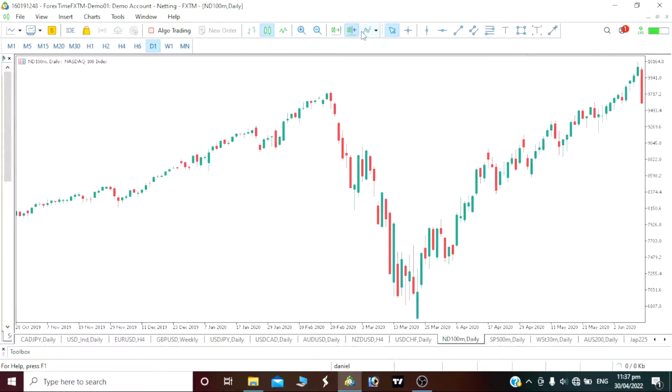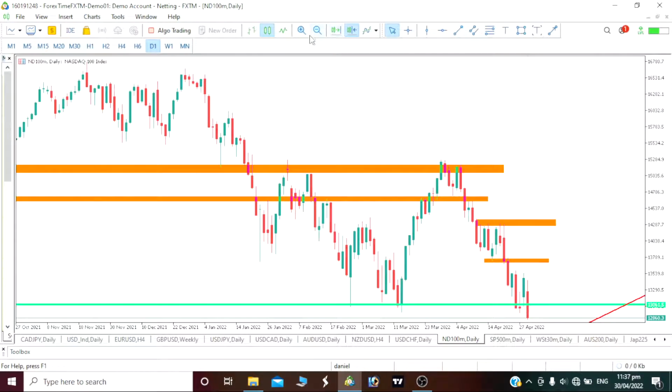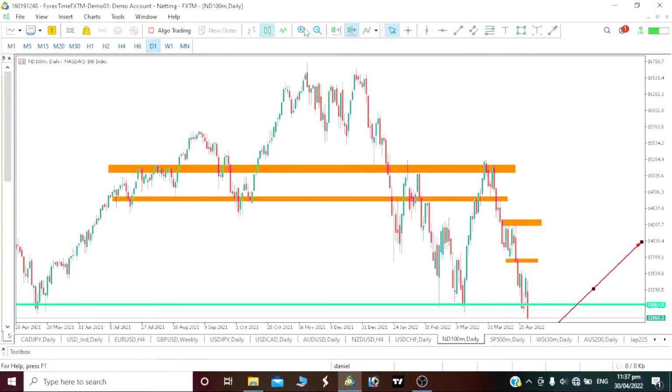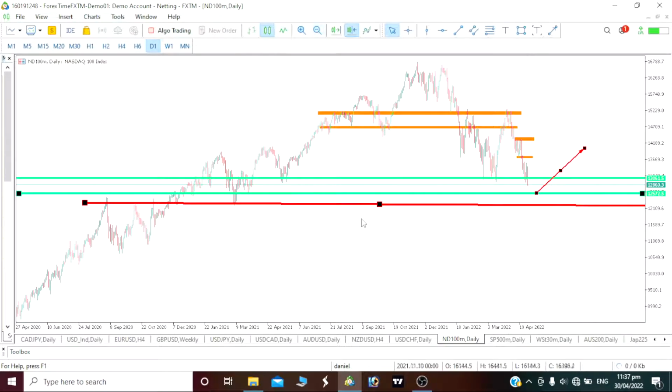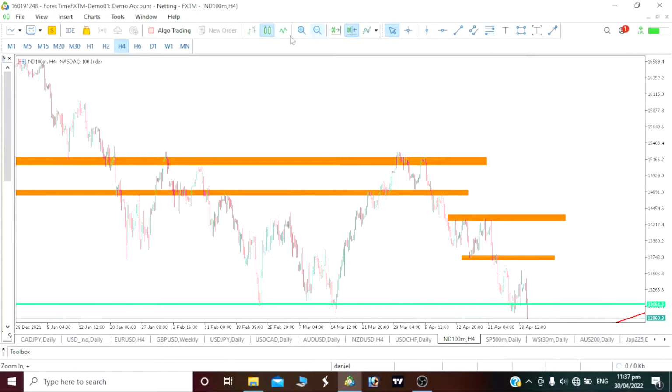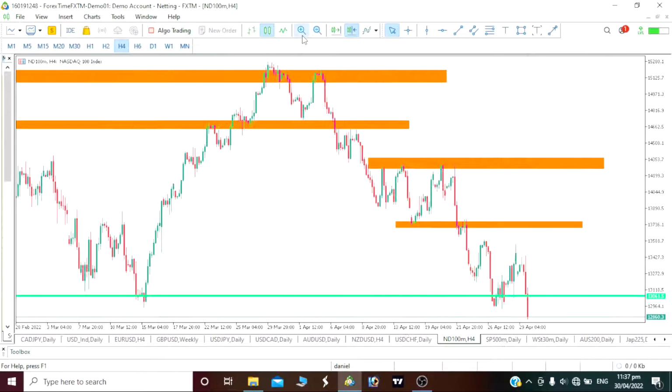As you can see, it's the same thing with our daily time frame. We are still looking for a continuous push down before we see a push up on our Nasdaq 100. And let's see our 4 hour time frame. We are looking for a buy, but first of all we will be seeing a drop. On this 4 hour time frame, we are still on a drop.